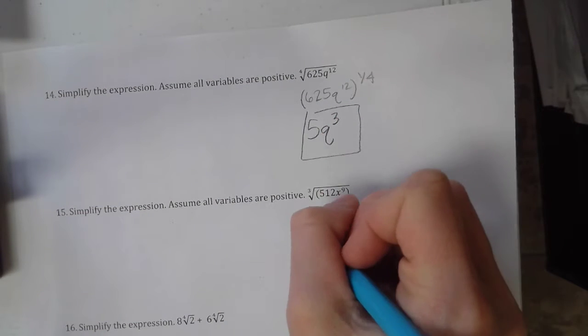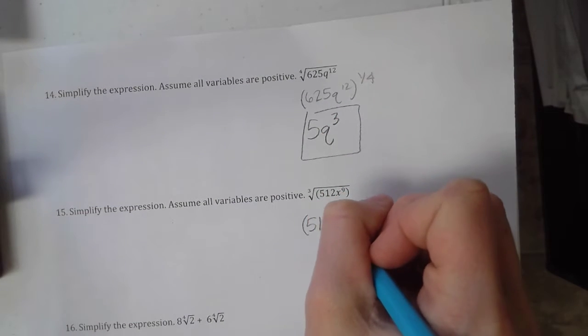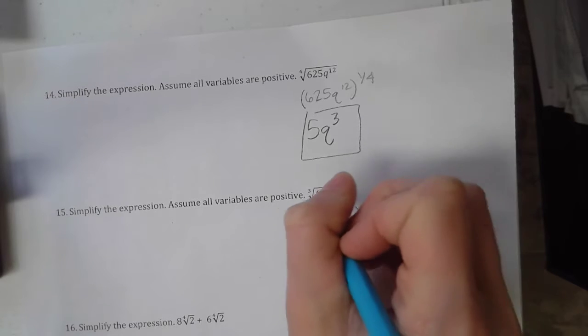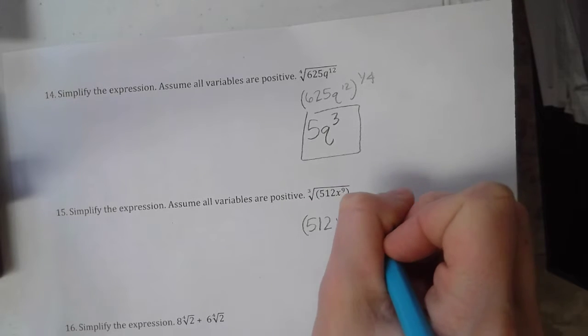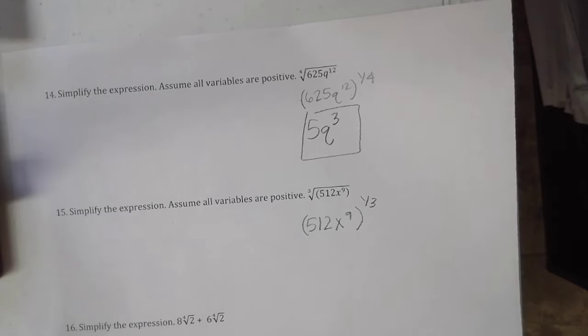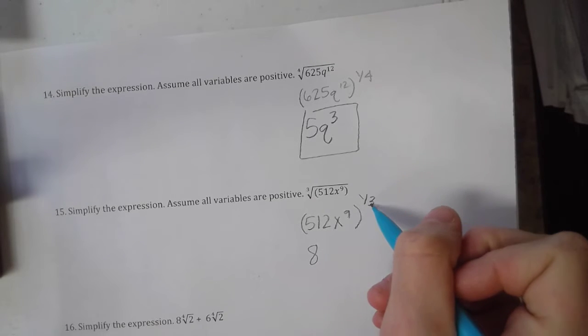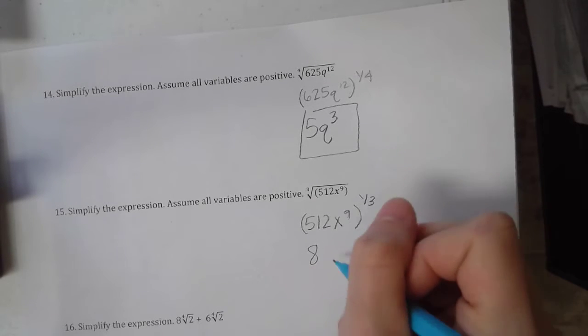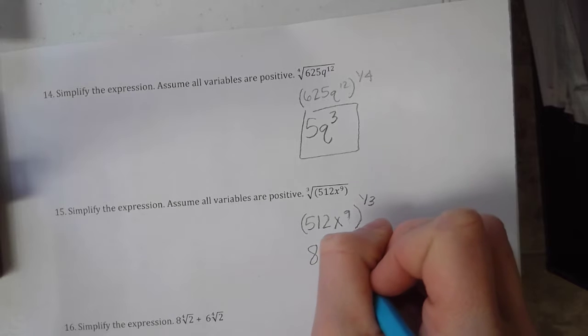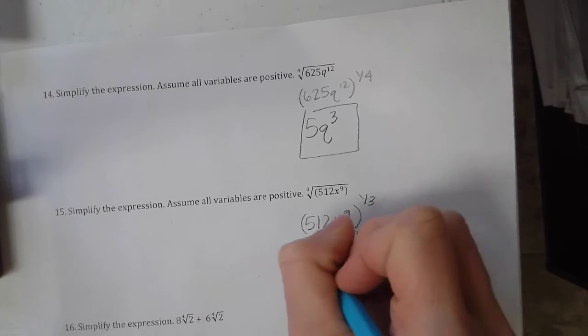For this one, I can rewrite it as 512 x to the 9th, all raised to the 1/3 power, since the cubed root is the same as the 1/3 power. So when I take the cubed root of 512, you should get 8. And then power to power, I just multiply. So 9 times 1/3 is just going to give me 3. So 8x to the 3rd is going to be your answer.